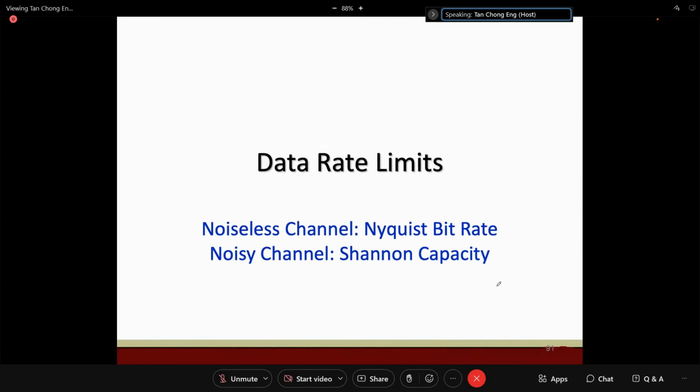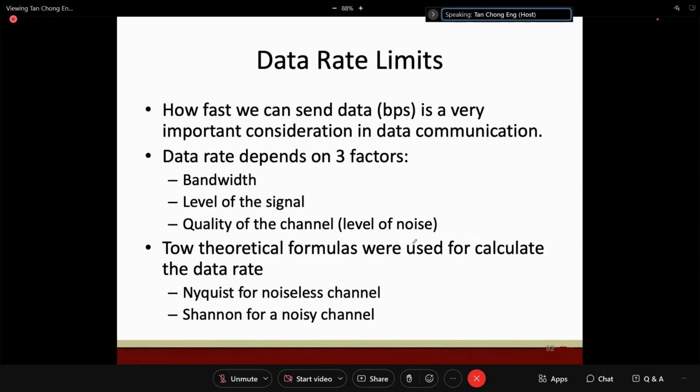And these are some of the calculations. And then data rate limits as well. So we will have the Nyquist bit rate. As I mentioned to you earlier, the Nyquist bit rate is the theoretical bit rate that is used to calculate how much data rate you can achieve for a given bandwidth.